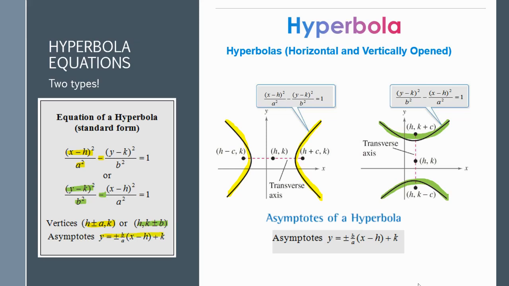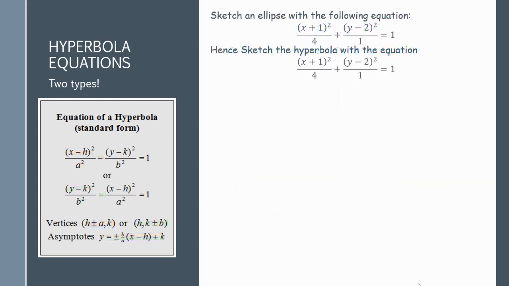To find the asymptotes, both of these hyperbolas have the same equations, which is a little bit handy. Let's have a look at one example to clarify. Okay. So in our example, we're going to separate it into two parts. The first thing we're going to do is sketch an ellipse with the following equation: (x plus 1) all squared over 4 plus (y minus 2) all squared over 1 equals 1. And then we're going to sketch its related hyperbola.